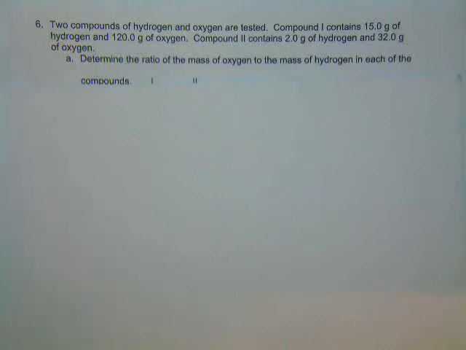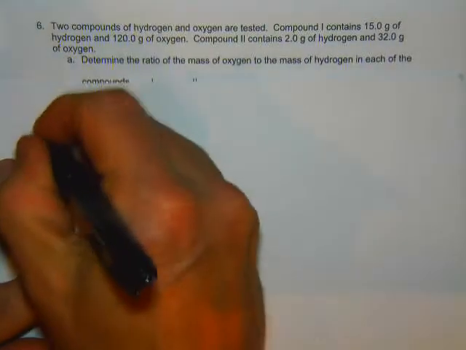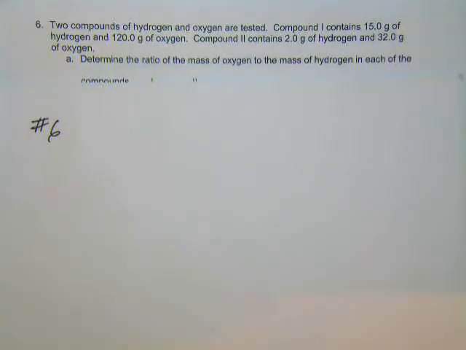Well, we're back here at the Cave of Science, and we're looking at Unit 4, Worksheet 4, and we're looking at problems 6, 7, and 8. Alright, so let's look at what we're going to call problem 6. We've got a couple compounds of hydrogen and oxygen. Compound 1 contains 15 grams of hydrogen and 120 grams of oxygen. Compound 2 contains 2 grams of hydrogen and 32 grams of oxygen. Determine the ratio of the mass of oxygen to the mass of hydrogen.